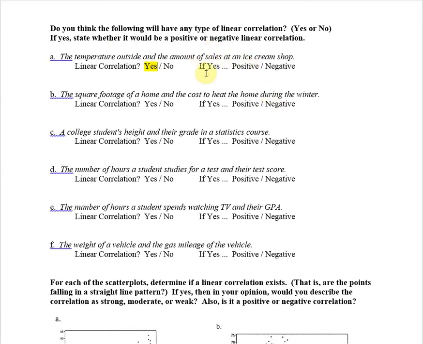And then if I ask myself, do I think it's going to be a positive or negative relationship? Well, if the temperature outside is increasing and getting hotter, when it gets hot, people tend to want ice cream, like summertime. So I suspect that since these two appear to be doing the same thing, this would be a positive relationship.